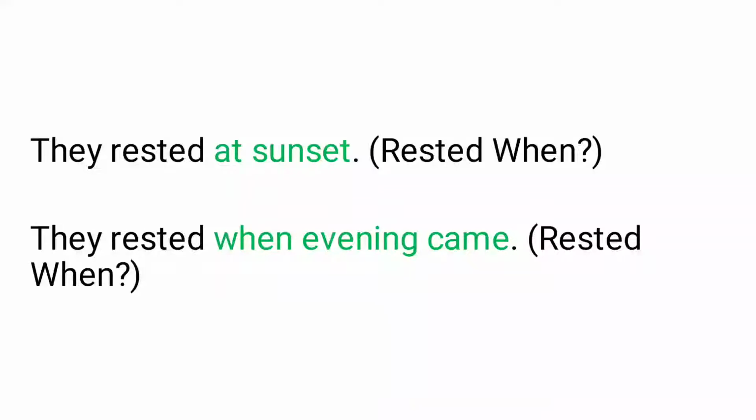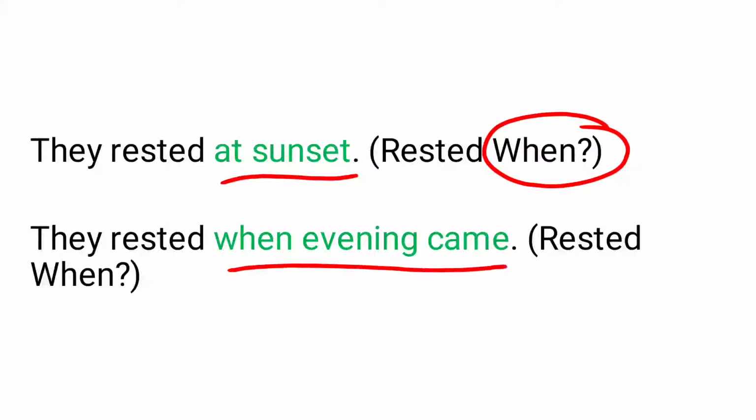Now, let's compare these two sentences. So, what do you notice here? In the first sentence, they rested at sunset. The group of words at sunset is answering the question, when did they rest? And in the second sentence, they rested when evening came. So, this group of words, when evening came, is also answering the question, when did they rest?